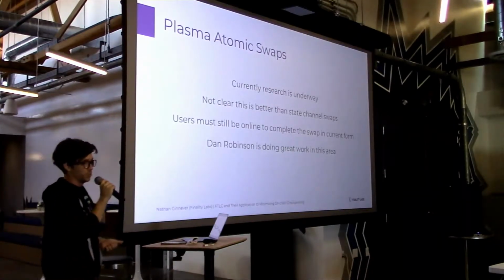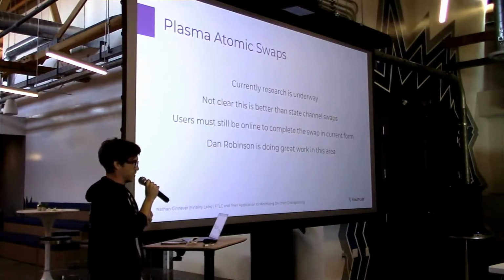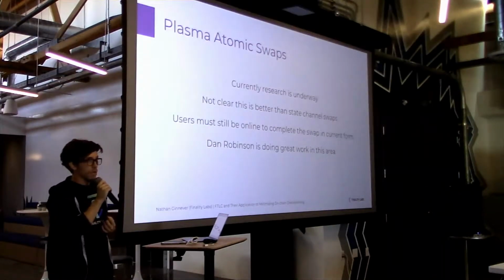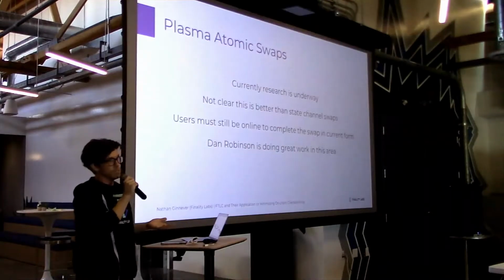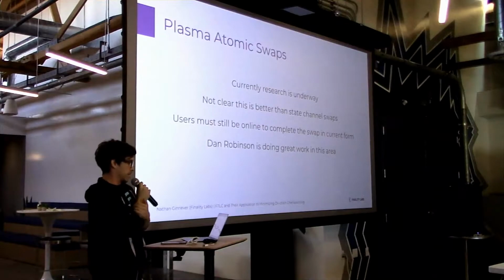Plasma atomic swaps have not been solved yet, so this is an open problem if anybody's interested in this stuff. It's what I've been working on recently. So this is trying to land offline swaps, right? So people trying to swap a token to somebody who's offline and do it through Plasma. They haven't figured that out yet.